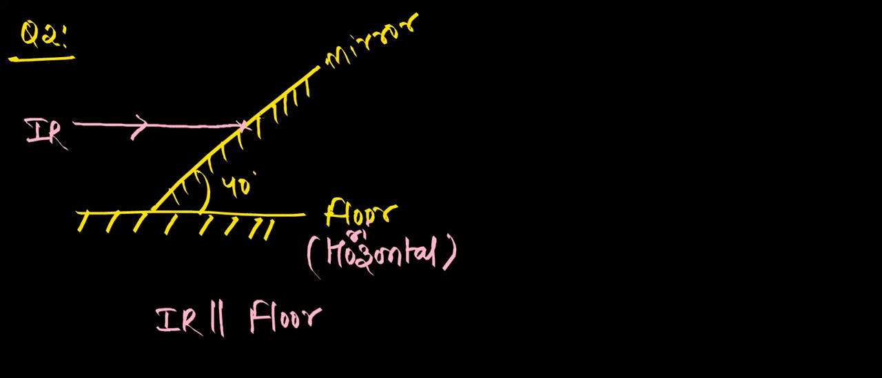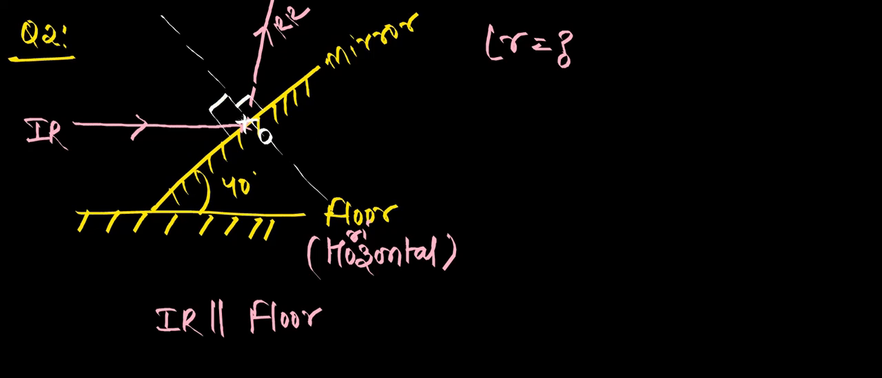It is striking the mirror at this point, and a reflected ray is formed. So this is the reflected ray, let us assume. Now, what is the angle of reflection? They're asking you what the r value is. So how shall we do this? Observe here, this is the point of incidence O. At this point, if you draw a perpendicular, making 90 degrees with the mirror, this is your normal NN'. Now you have to find this angle between the reflected ray and the normal. So to find the angle of reflection, we must know the angle of incidence, right?